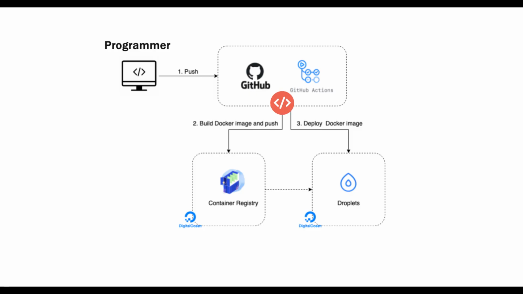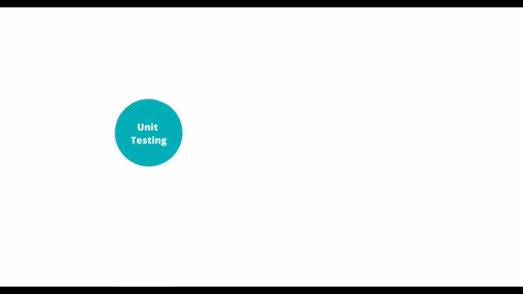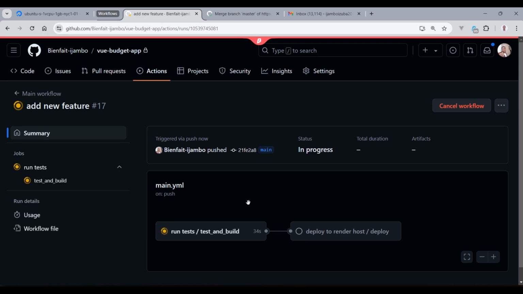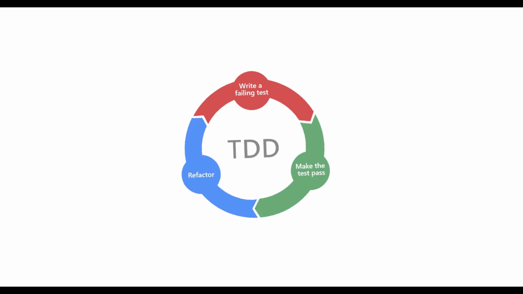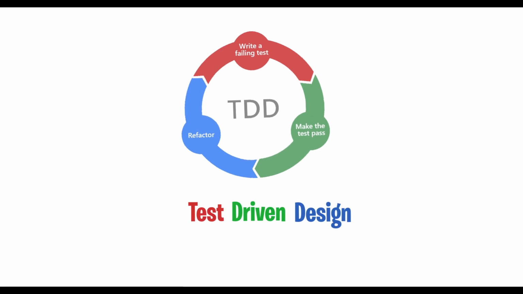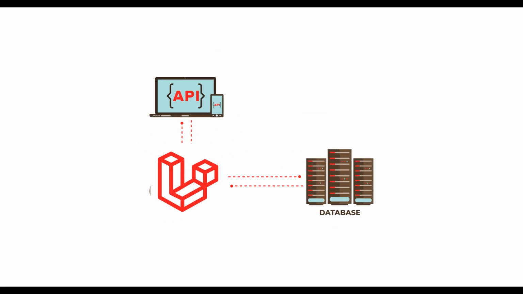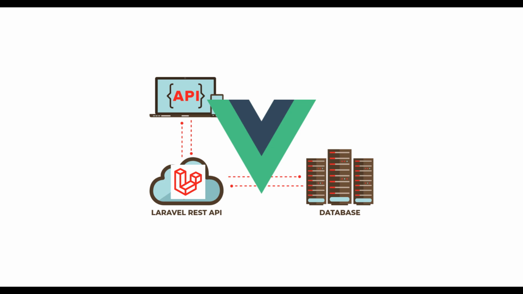This approach allows your team to validate changes with minimal risk and ensure smooth rollout to production. Additionally, we're going to be running unit and integration tests to catch bugs and errors before they reach production. By using a popular software methodology, test-driven design, we're going to be using Laravel 11 for the backend and Vue 3 to develop the frontend.